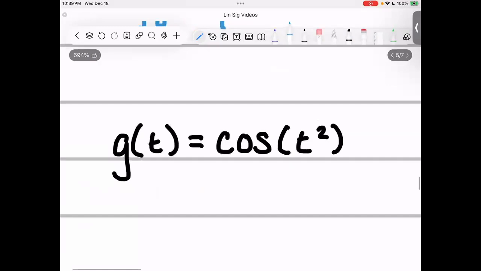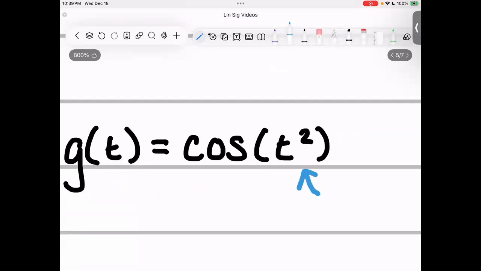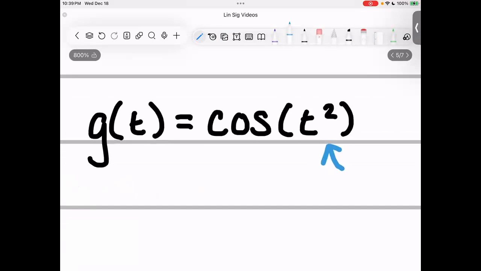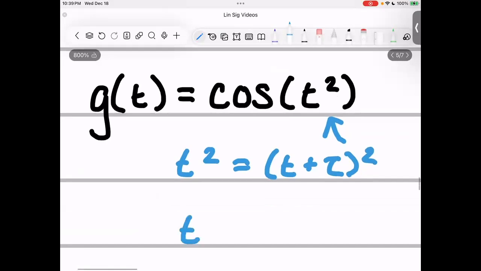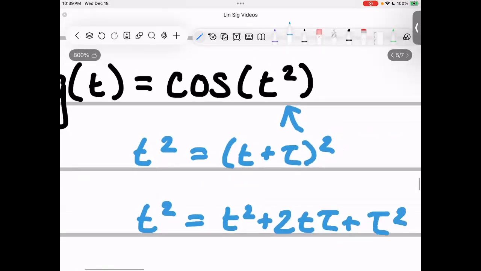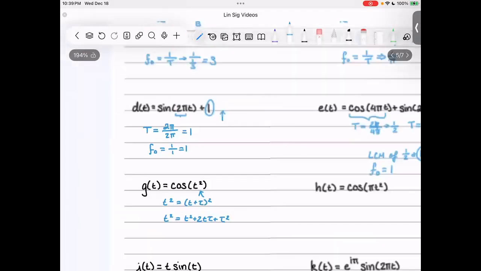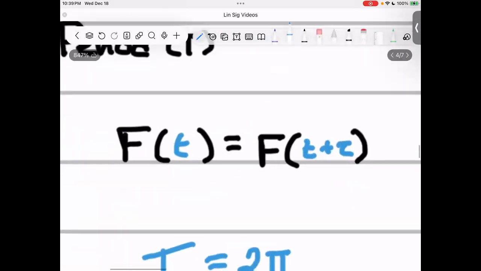Let's try another problem. Cosine of t squared. If you take a look here, we can see immediately that this is not going to repeat itself at any point. There's no such number other than 0 where t squared equals what we had written as t plus tau squared. If you tried to simplify this, you would end up with t squared plus 2t tau plus tau squared, as we had done with the formula that I left up here, right? This is what I'm looking at to get those numbers.